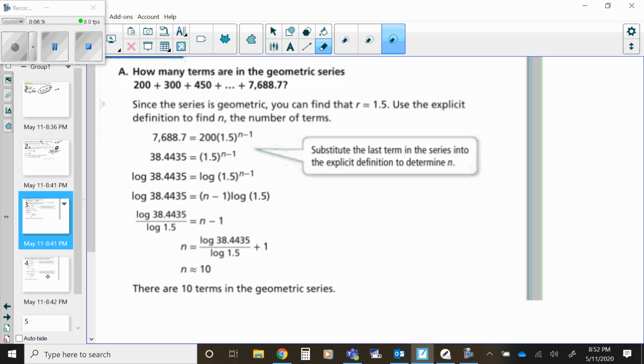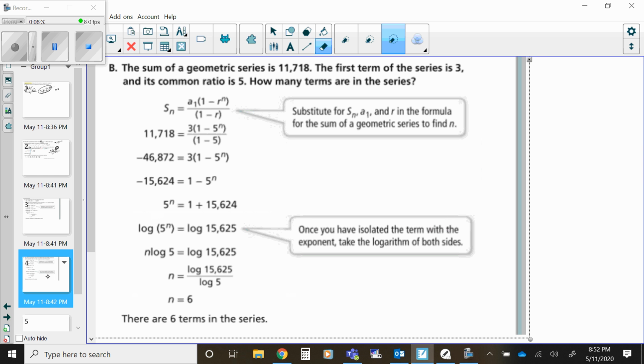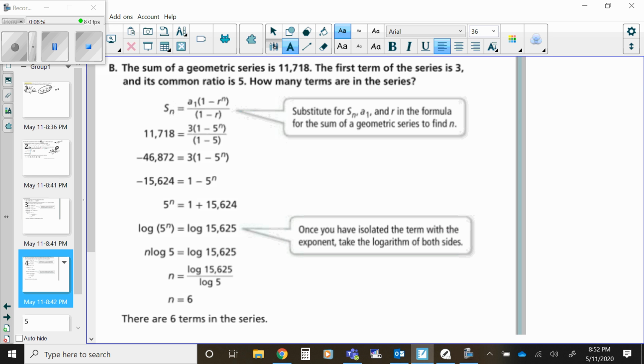That is the process. And finally, if they said, hey, here is the sum of the geometric series, so you know the sum, you know the Sn, right? And they said the first term of the series is 3, so you know the A1, which is right there, right? That's where they put the 3. And then the common ratio is 5, so you know the R. How many terms? You're looking for the n again. And so what they do is they plug in all those things down. So that's all they did right here. It's just plug in, right?